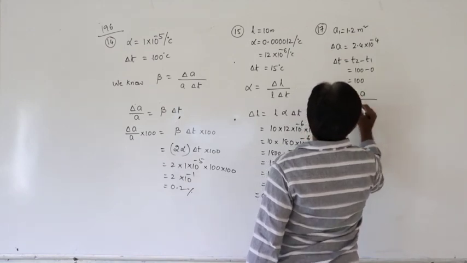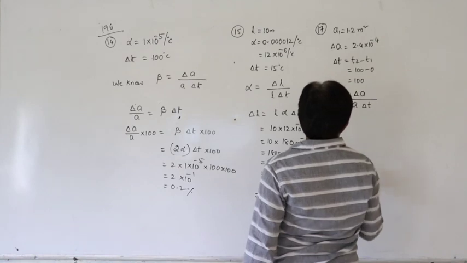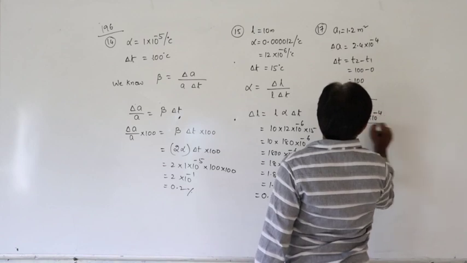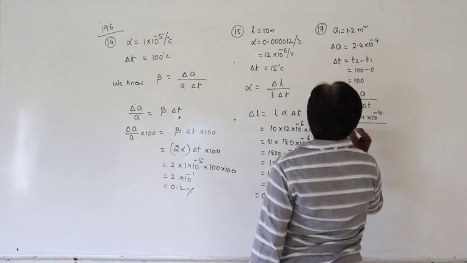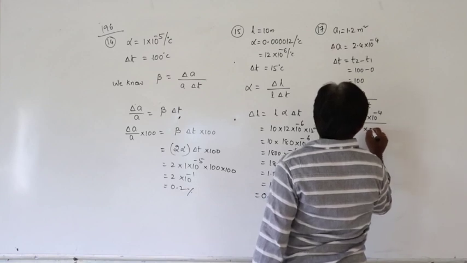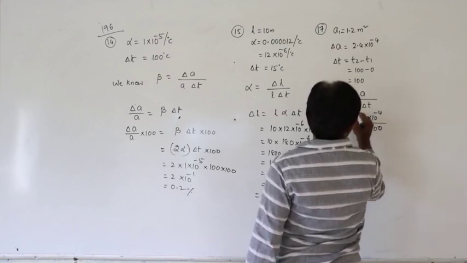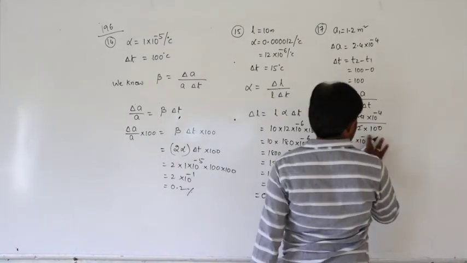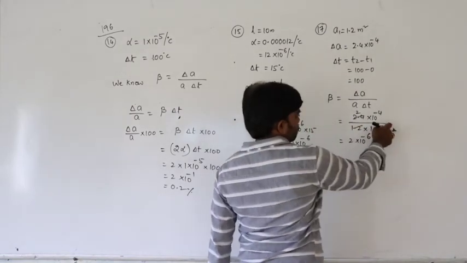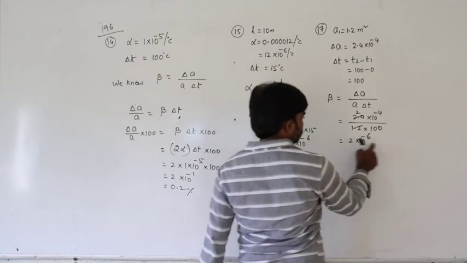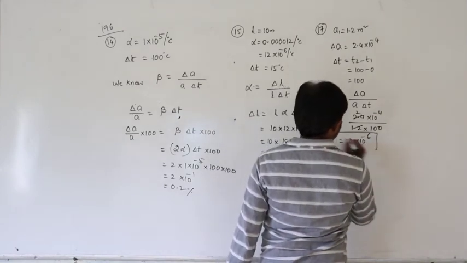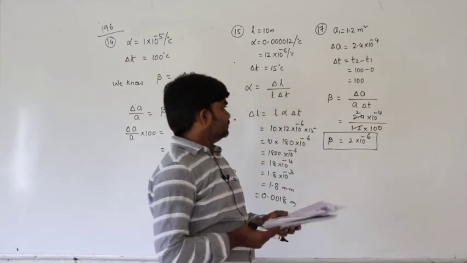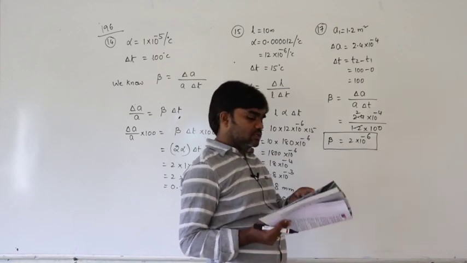Beta is equal to delta A by A delta T. Delta A is 2.4 into 10 to the power of minus 4, divided by A which is 1.2, into delta T which is 100. So 2.4 by 1.2 is 2, into 10 to the power of minus 2, and the 100 comes to the numerator, so it is 2 into 10 to the power of minus 6. That is the value of beta. We have to calculate the coefficient of volume expansion. You calculate it, we got 2 into 10 to the power of minus 6, that is the first option.